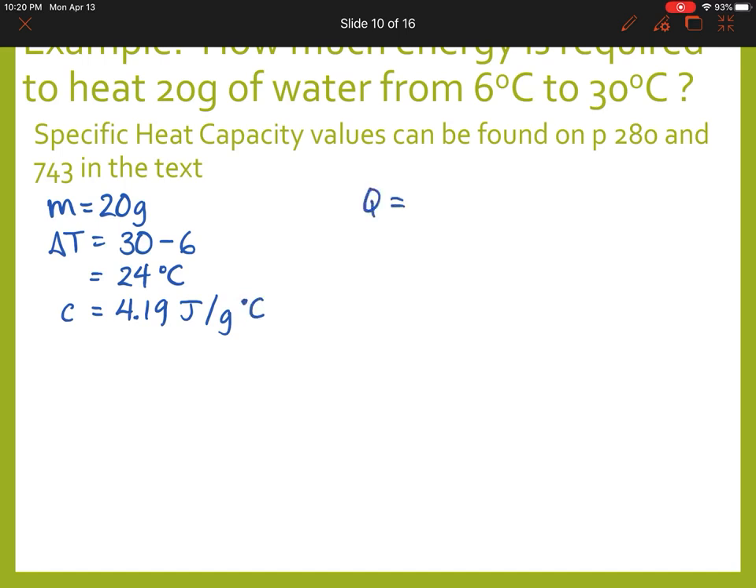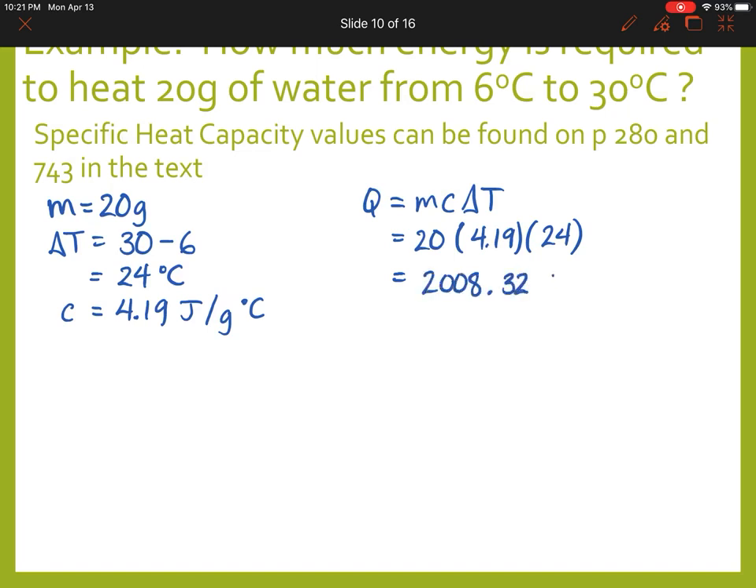So the amount of energy then that's required is mc delta T. So 20 times 4.19 times 24, which is equal to 2008.32 joules. And we're probably not going to talk too much about significant digits and scientific notation. I will convert my answers, but if that doesn't make sense to you, then don't worry about that part.